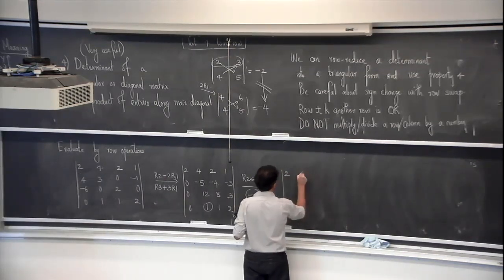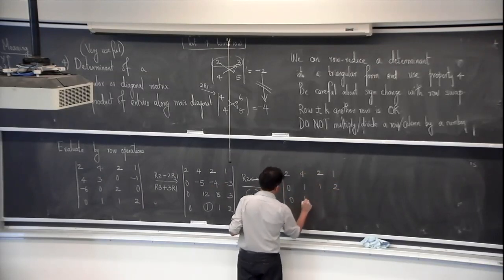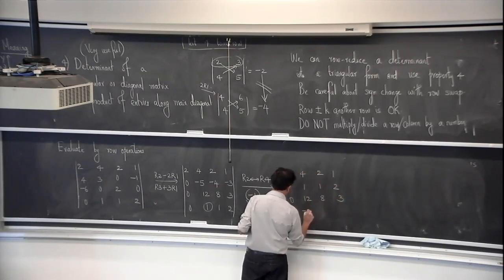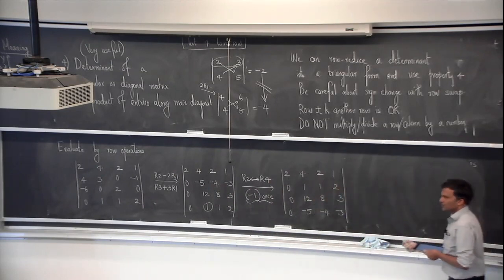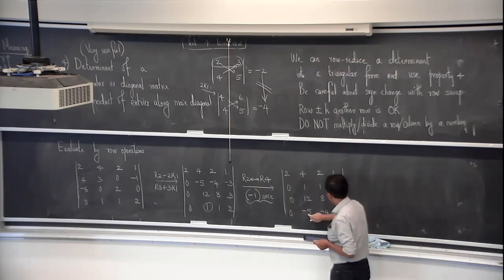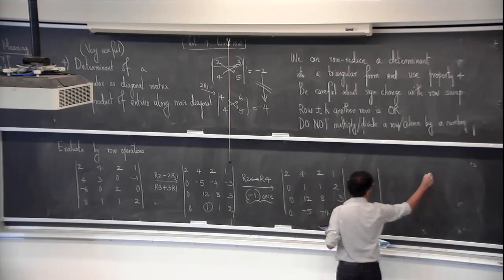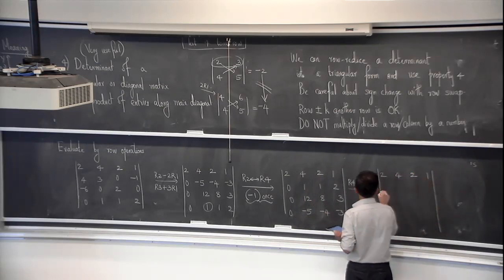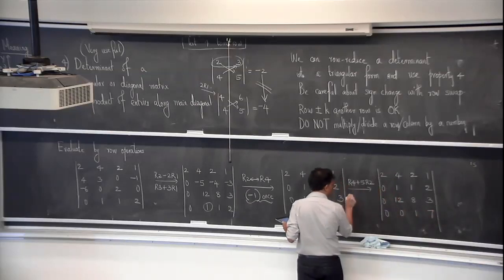So that's 2, 4, 2, 1; 0, 1, 1, 2; 0, 12, 8, 3; and 0, -5, -4, -3. This -1 once means I'm swapping, so there is that small change. I did this so that I could do R4 plus 5 R2. That's 2, 4, 2, 1; 0, 1, 1, 2; 0, 12, 8, 3; and 0, 0, 1, 7. Was also planning to do R3 minus 12 R2.